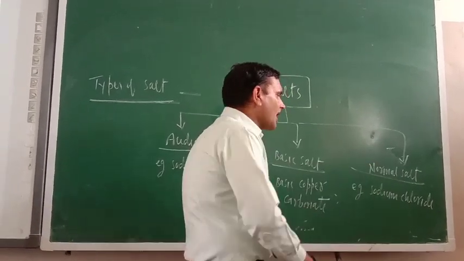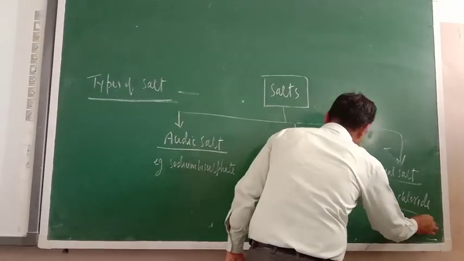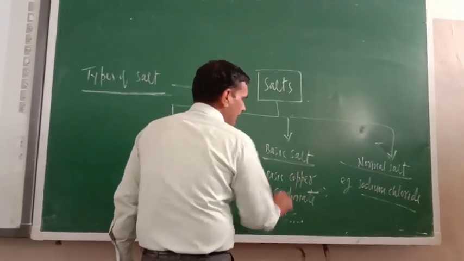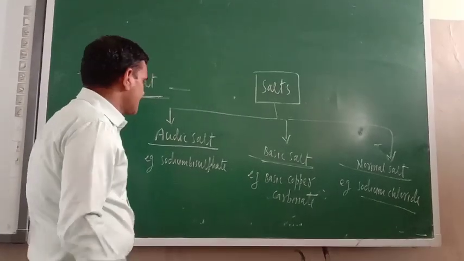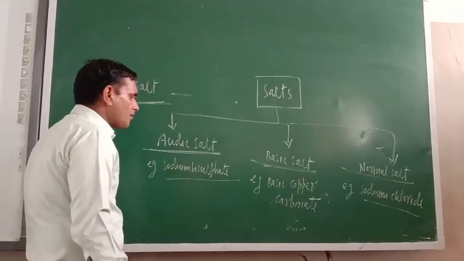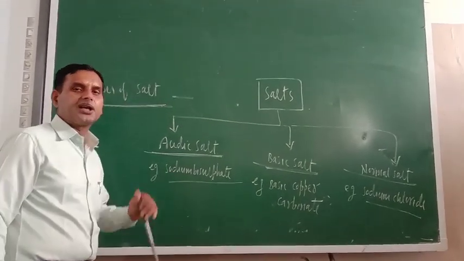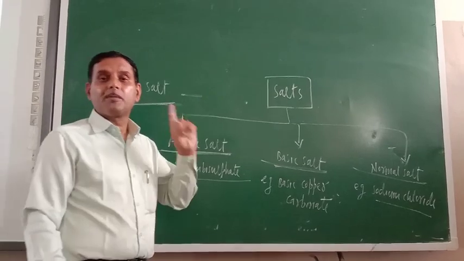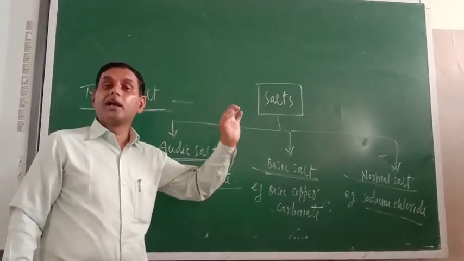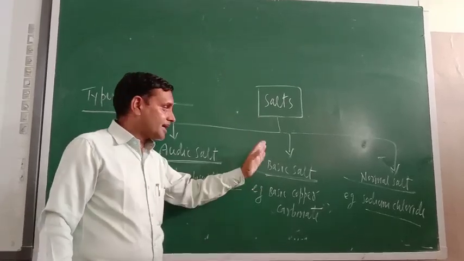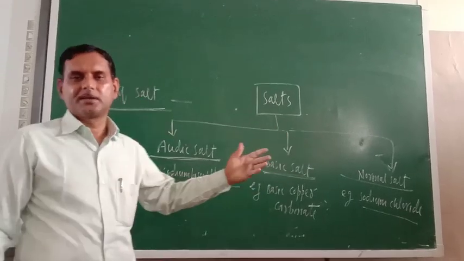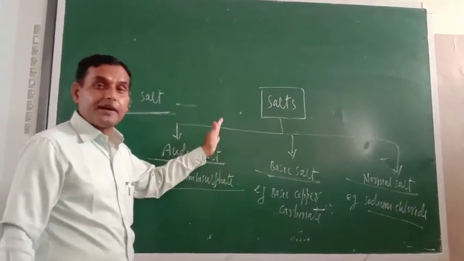The example of normal salt is sodium chloride. Basic salt example is basic copper carbonate. They are basic in nature. The example of acidic salt is sodium bisulfate. They are acidic in nature. So dear cadets, remember, salt doesn't mean that they are neutral only. Only normal salt is neutral. So this point should be remembered.